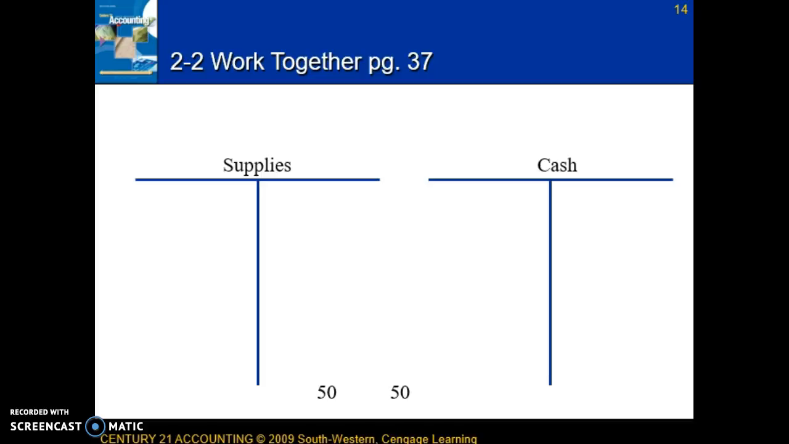Our next transaction is on April 2nd. We paid cash for supplies, $50. So our 2 accounts that are affected here are going to be cash and supplies. Now both cash and supplies are assets, so they are increased with a debit and decreased with a credit. Since we paid cash, cash is going to be decreasing, so it needs to be $50 on the credit side. And since supplies is increasing, it's going to be $50 on the debit side.